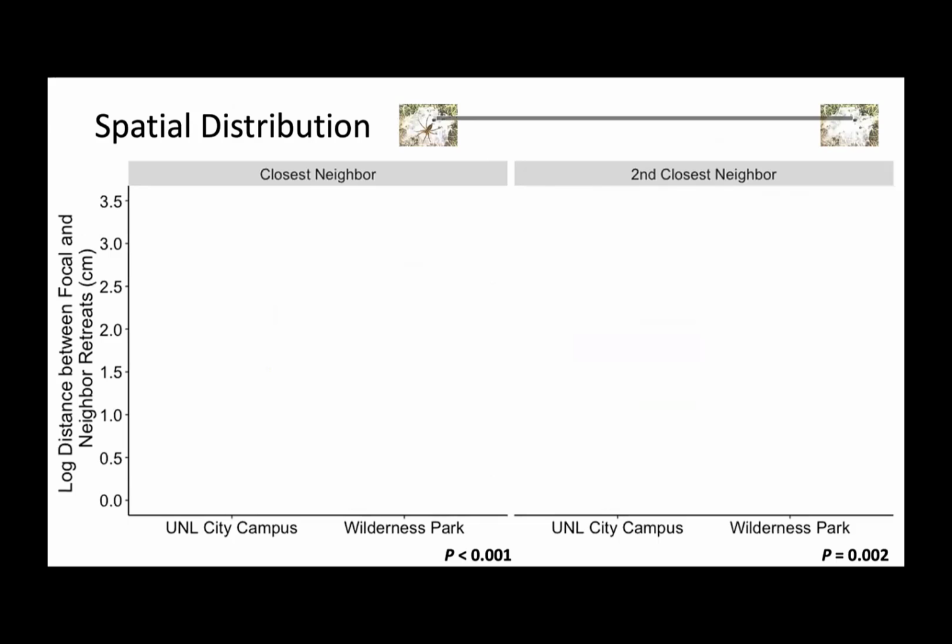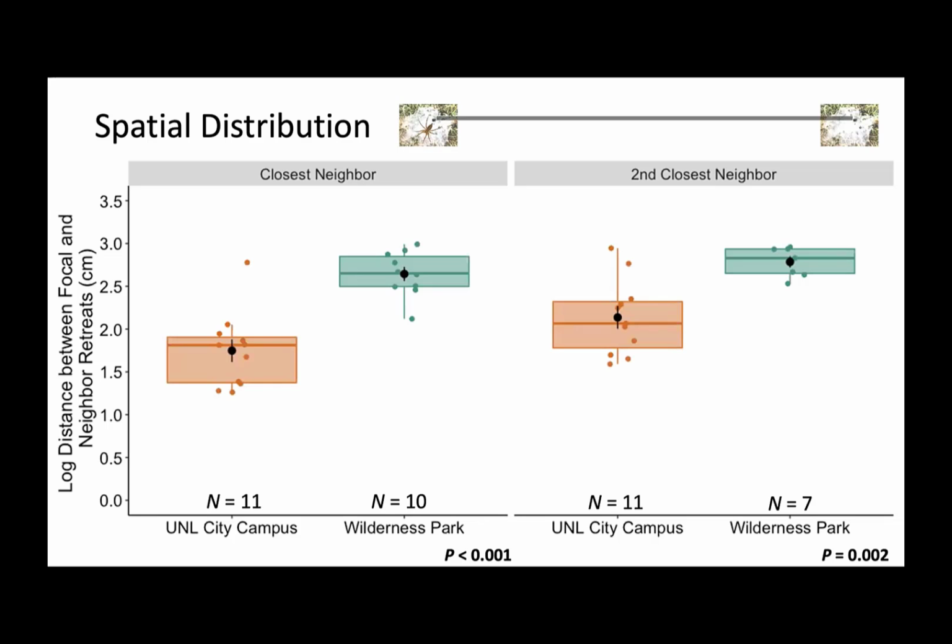And to get at this some more, we looked at the distance from the retreat of the focal web to the retreats of the 2 closest neighbors. So you'll see the closest neighbor on the left and the second closest neighbor on the right. And in both cases, the neighbors were significantly closer to the focal web on city campus than they were in Wilderness Park, which means they're closer in proximity in that space. So this was kind of our second hint that the spiders might be aggregating more on city campus than in Wilderness Park.